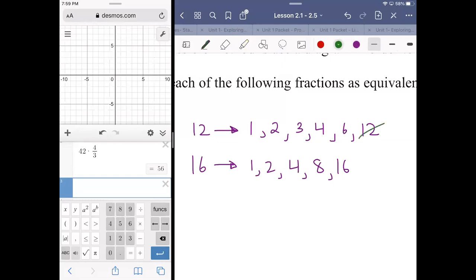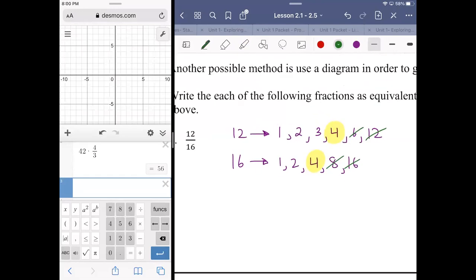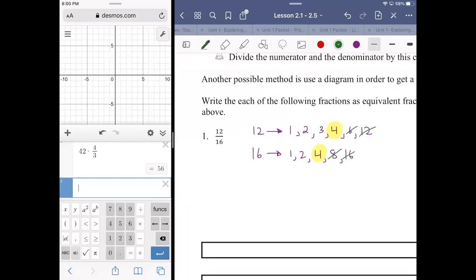Is there a 6 in my 16 list? No, same deal. But then you can also bounce back and forth. You can look at the 16 and say, is there a 16 in my 12 list? No. So that's not in common. Is there a 6 in my 16 list? No. Is there an 8 in my 12 list? No. So it actually turns out that the largest number that's in common between the two data sets would be the number 4. So what we then do is we take the 12 and divide it by 4. And then we take the 16 and divide it by 4.